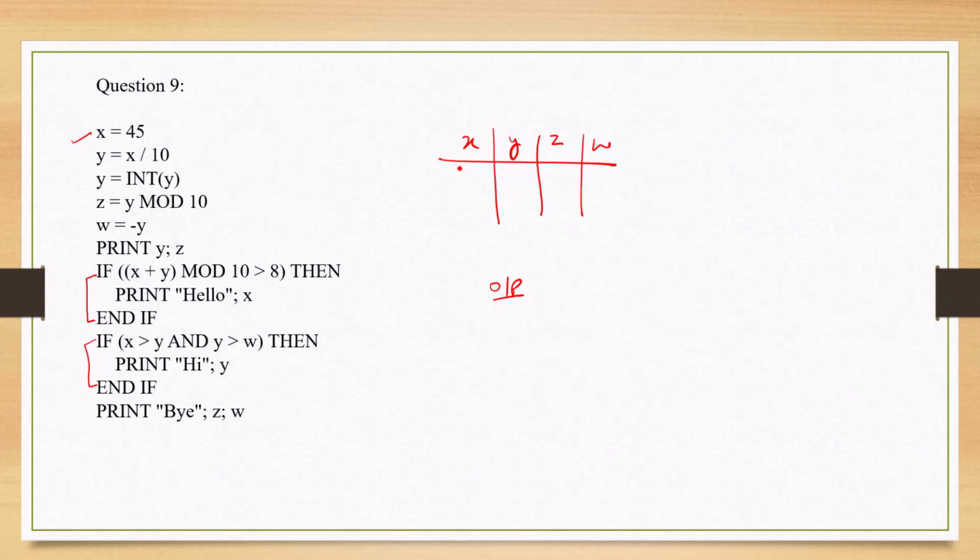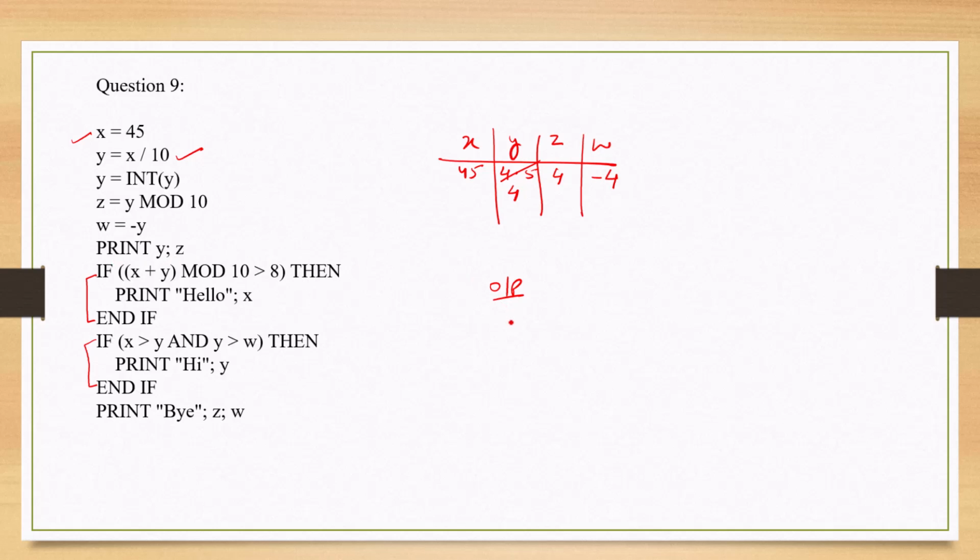X is 45, in the column of x we write 45. Now x by 10 will be 45 by 10, that's 4.5. The value of y will be 4.5 at this point. Now int of y means int of 4.5 will be 4, which goes back in y, so y becomes 4. Y mod 10 will be 4 mod 10, which is going to be 4, so z is 4. Now w is minus y, so w will be minus 4.